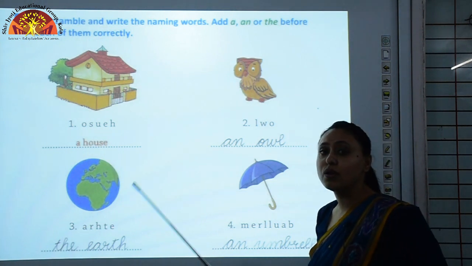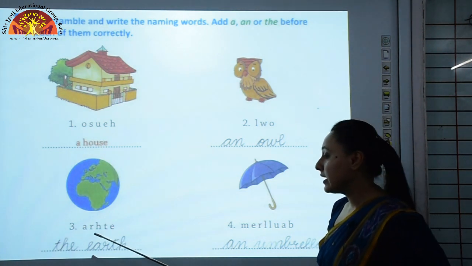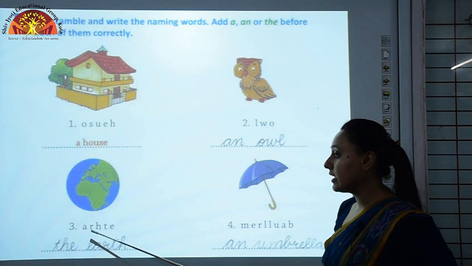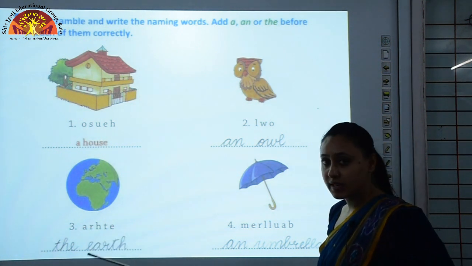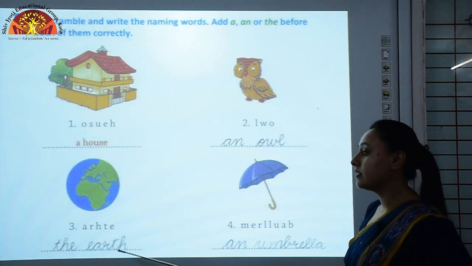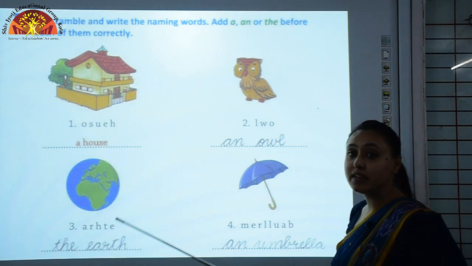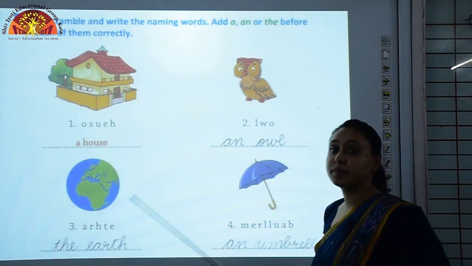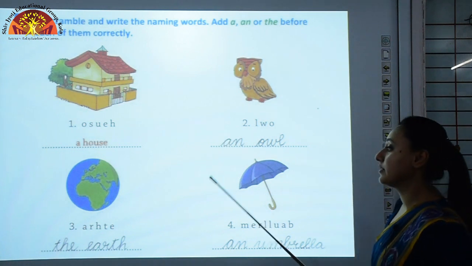Now look at number 3, this is the picture of earth, and earth is a universal object, it is common to all human beings. So letters given to you are A-R-H-T-E. You have to unscramble it and write down earth here, E-A-R-T-H, earth, then we will add the here because earth is a universal object.